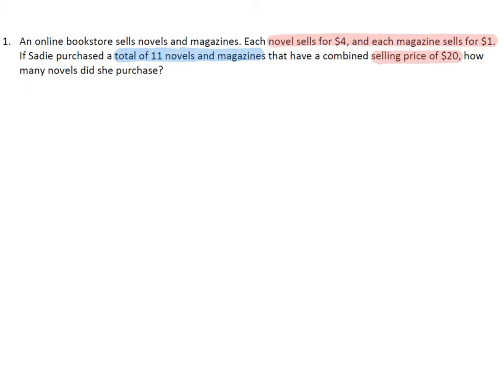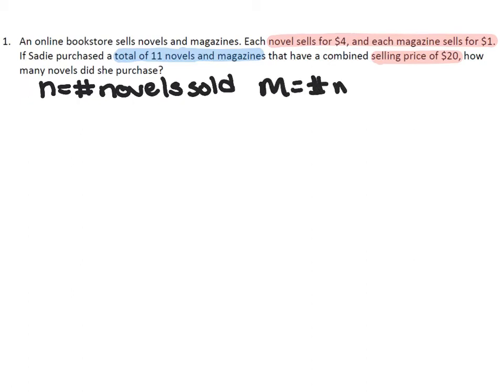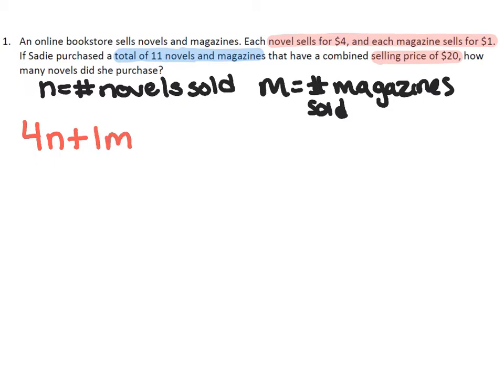So we're going to define our variables, and you can change this depending upon the situation. I'm going to let n equal the number of novels sold and m equal the number of magazines sold. Now, if we write an equation for the part in red, it says novels sell for $4, so it's going to be 4 times the number of novels, and each magazine sells for $1. So it's going to be plus 1 times the number of magazines equals that total selling price of 20.